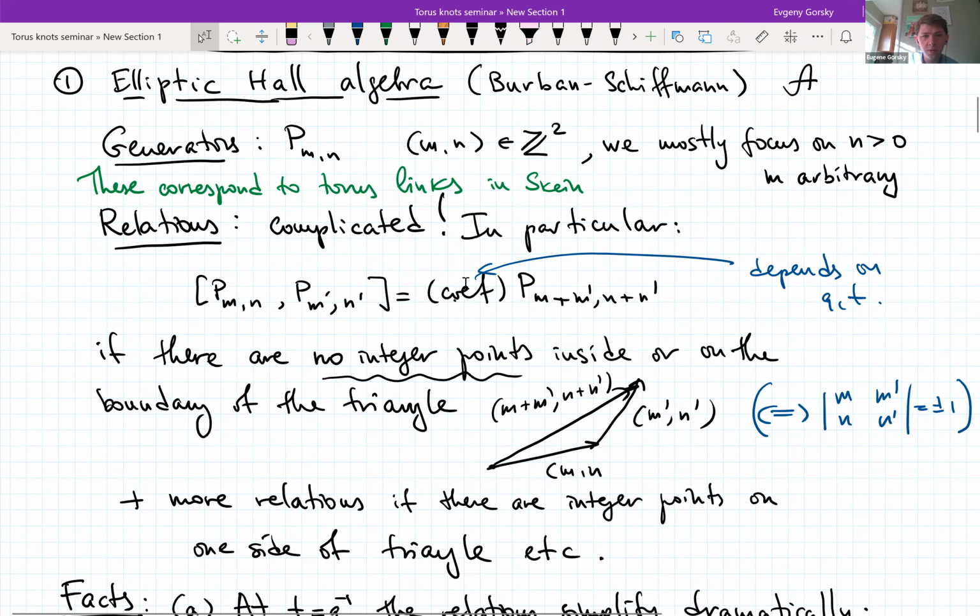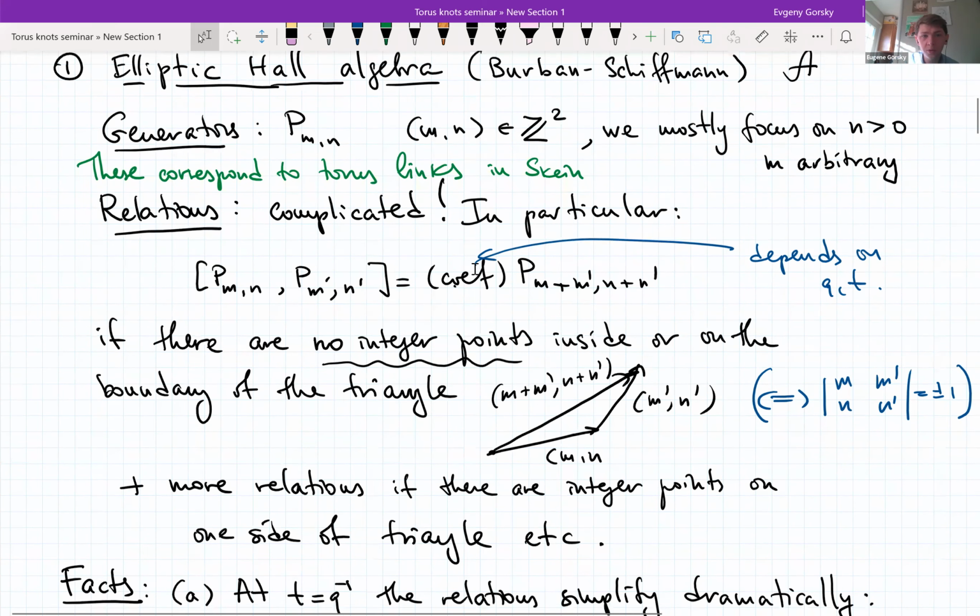But there is one particular relation which is the most interesting one, and then there are even more complicated ones. So you take this generator P_{m,n}, and you take another generator P_{m',n'}, and so you can draw this triangle with vector (m,n), another vector (m',n'), and the third side would be the sum of these two vectors, (m+m', n+n'). And so assume that this triangle has no integer points except for the vertices. So no integer points on the sides and no integer points in the middle.